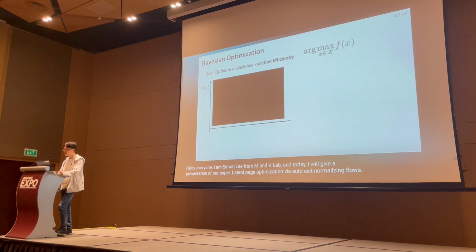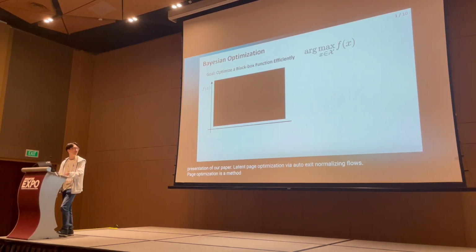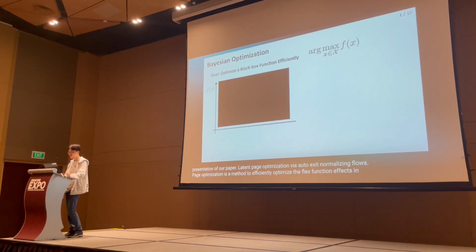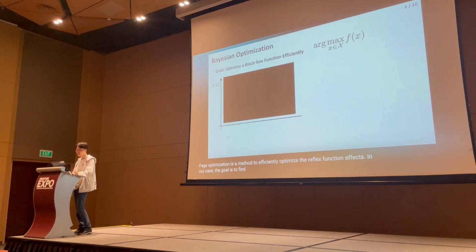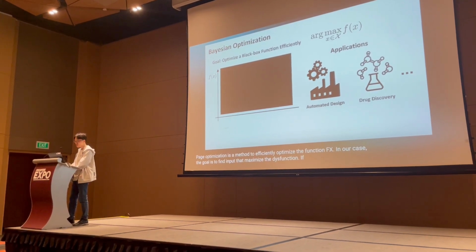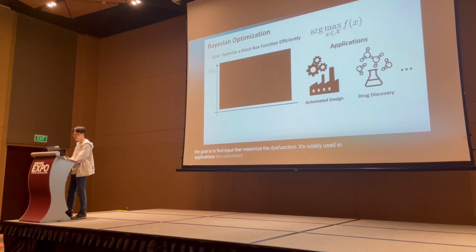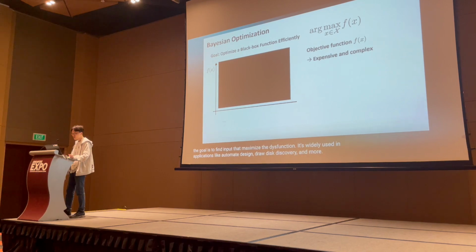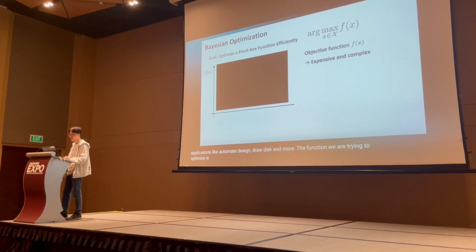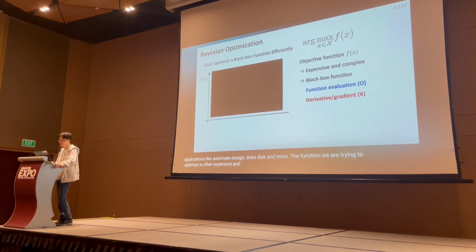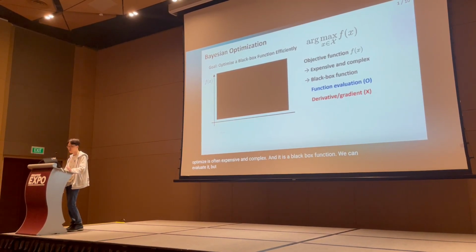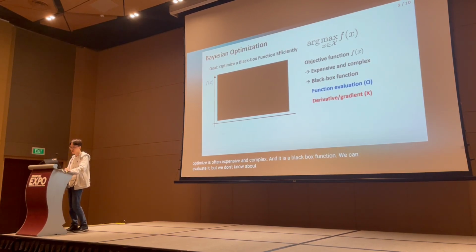Bayesian optimization is a method to efficiently optimize the black box function f(x). In our case, the goal is to find the input that maximizes this function. It's widely used in applications like automated design, drug discovery, and more. The function we are trying to optimize is often expensive and complex, and it is a black box function. We can evaluate it, but we don't know other information like gradients.